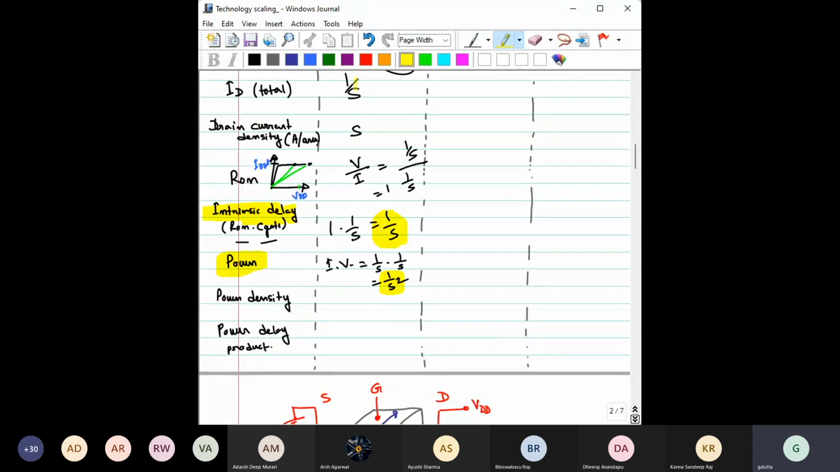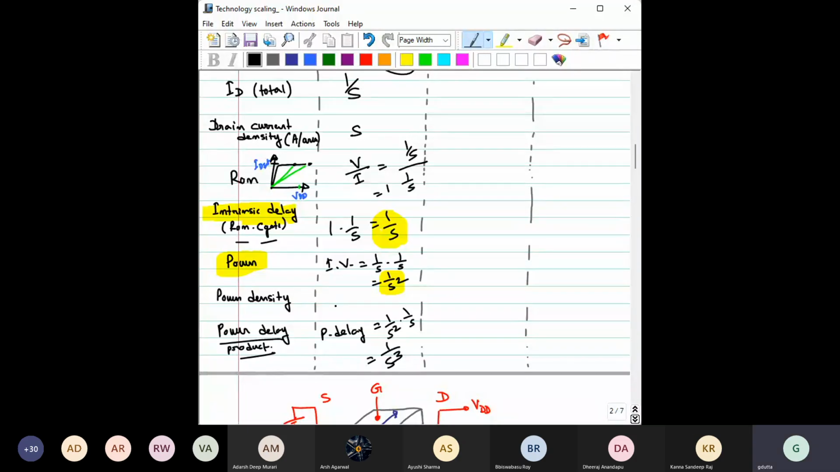Then there is one more term which is called the power delay product. It basically gives the product of power and delay, right? Here the power becomes 1/s square and the delay becomes 1/s. So in terms of power delay product, you see it is 1/s cube, right? I hope you are getting what I'm trying to say. Just by simply scaling down the device, you can achieve so many things.